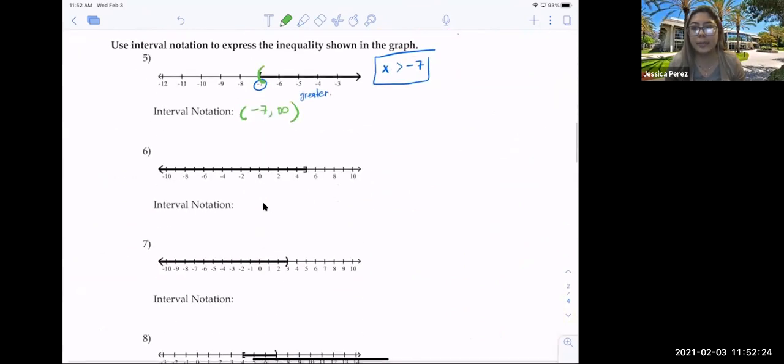All right, so you see number six. What am I asking you? I'm asking you to find the inequality and I'm asking you to find the interval notation. First, let's find the inequality.